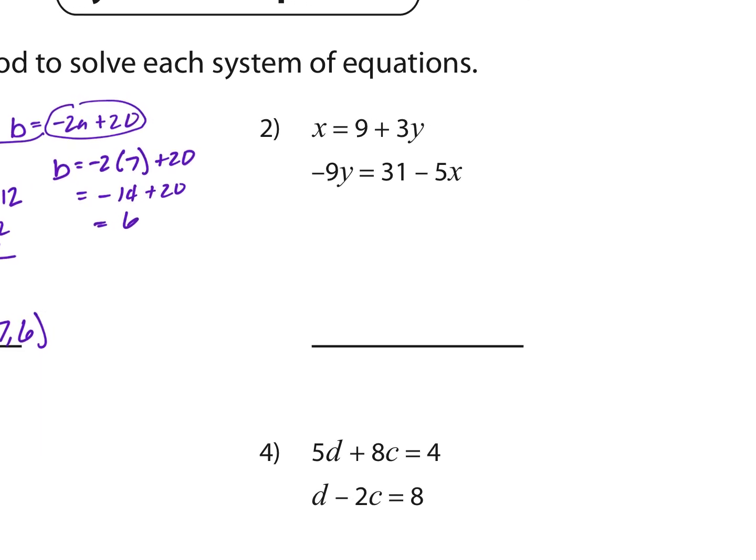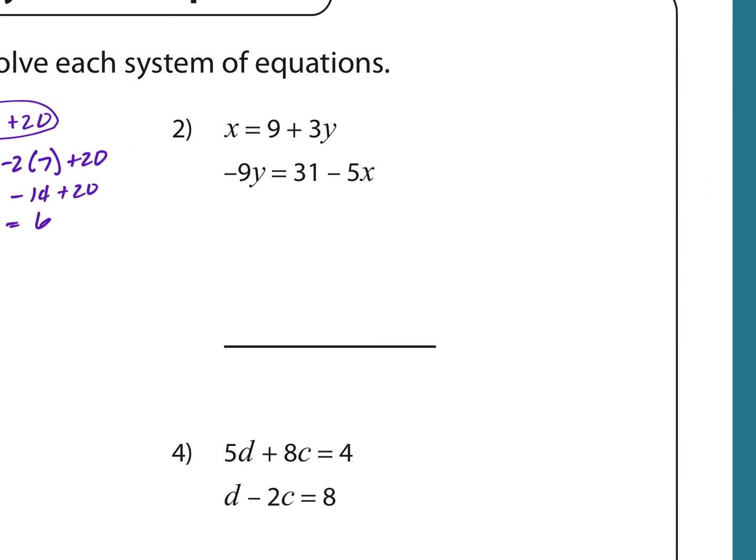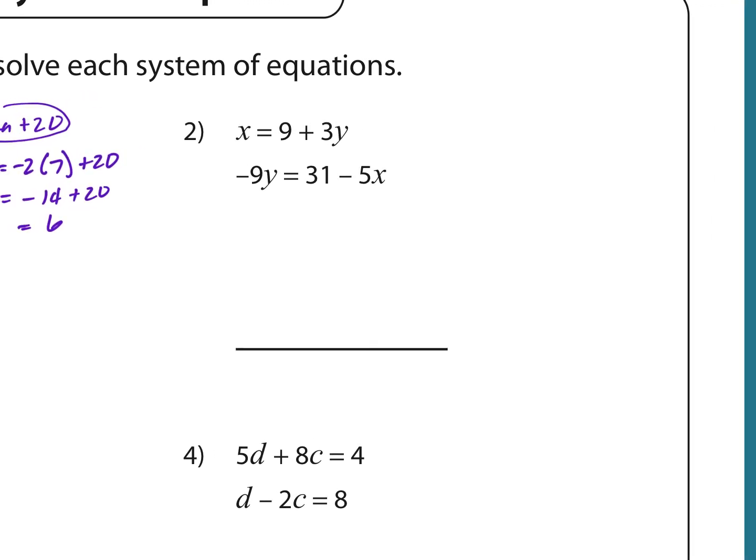Okay, what about number 2? What should I do on number 2? You should substitute. I should substitute, and I'm going to substitute for x. Sometimes it is, and some people like elimination better. So whichever one you like better, do that one. Does that make sense? So I'm going to substitute wherever there's an x, I'm going to put 9 plus 3y.